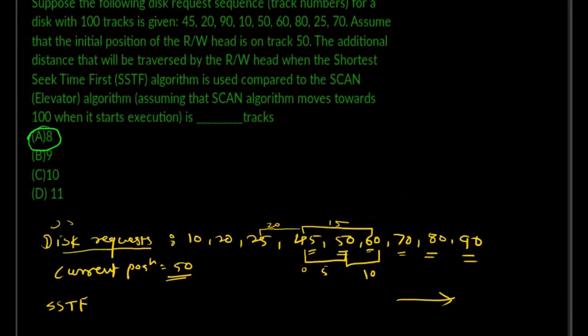So option A is correct. The difference between the distance traveled by the scan algorithm and the distance traveled by the SSTF algorithm is 8. Difference is 8. So our answer is 8.